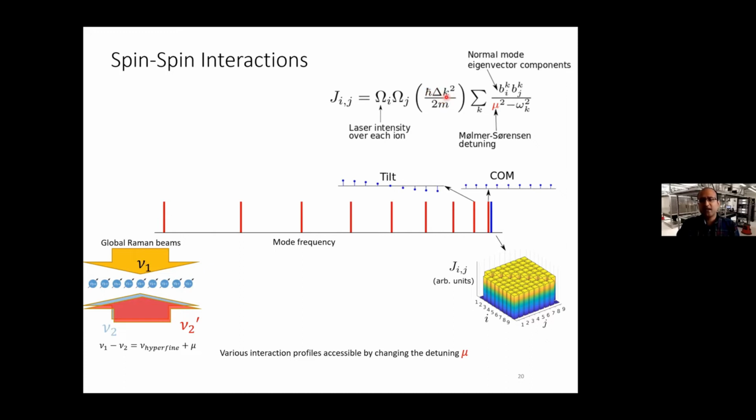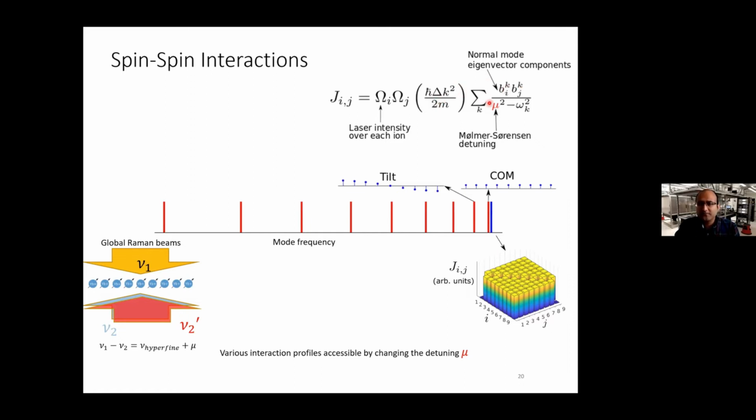and delta k is how much momentum kick the laser field is giving to your system, because you have to shake this whole system to vibrate, to excite these phonon modes, right? So this essentially sets a basic energy scale for the problem. And for ytterbium, this energy scale is about 10 kilohertz multiplied by Planck's constant.